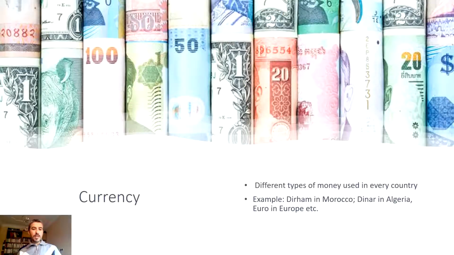Another word is currency. Currency is the different types of money used in every country. For example, in Morocco, we have the dirham. In Europe, we have the euro. In Algeria, we have the dinar. In Saudi Arabia, we have the rial, etc. So this is called currency.